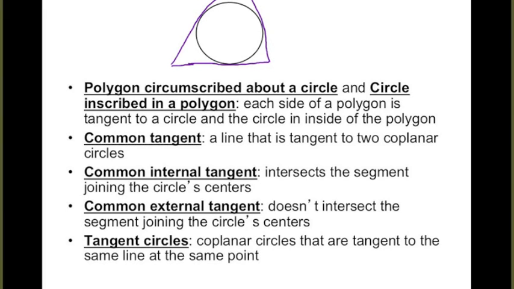A common tangent is a line that is tangent to two or more coplanar circles. So I'm going to have two circles, and a common tangent should be tangent to both of them.